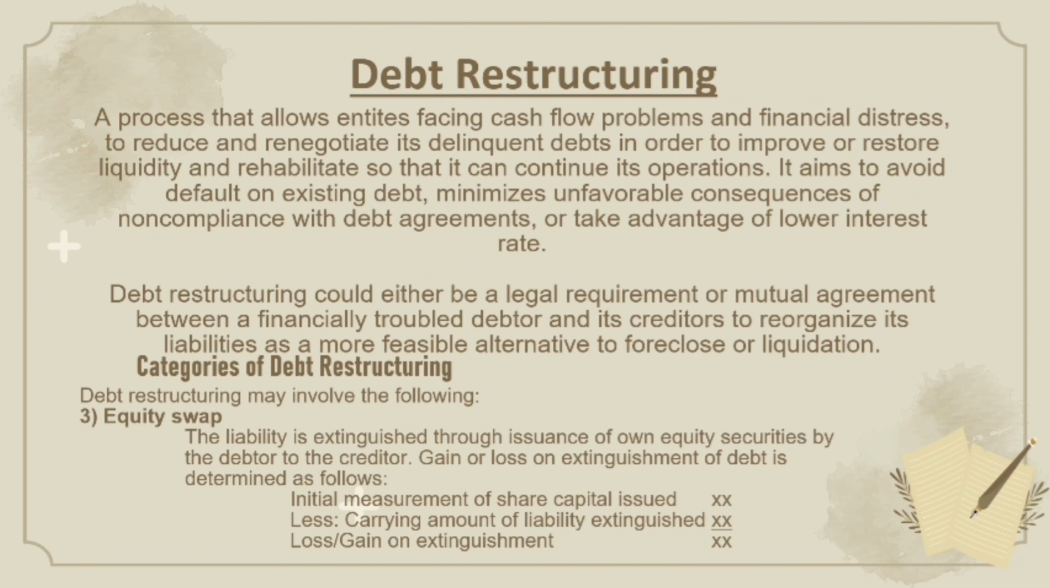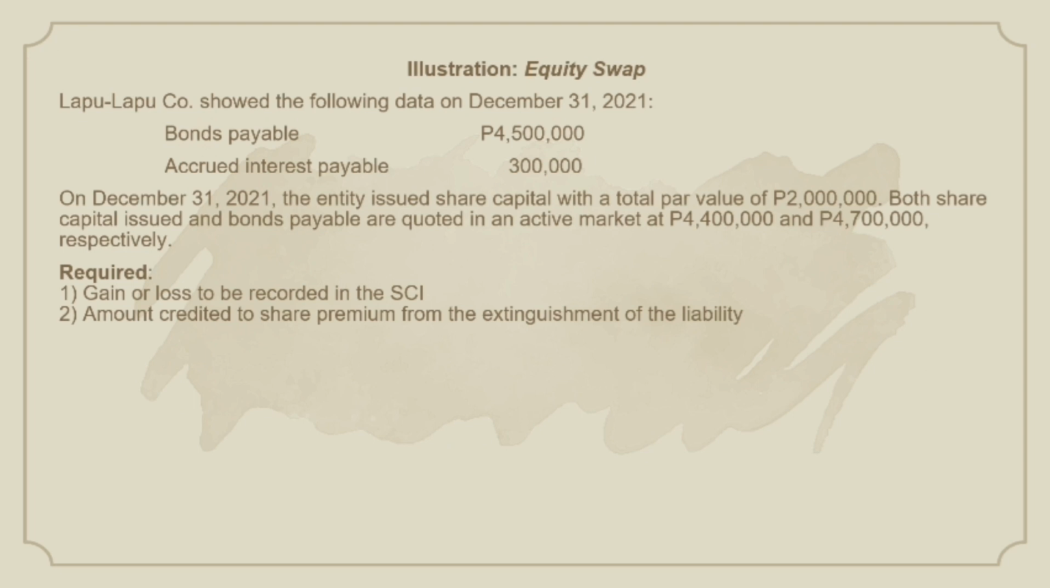The liability is extinguished through issuance of own equity securities by the debtor to the creditor. Gain or loss on extinguishment of debt is determined as follows: initial measurement of share capital less carrying amount of liability extinguished is equal to loss or gain on extinguishment. We have here the illustration. Lapu-Lapu Company showed the following data on December 31, 2021. Bonds payable of 4,500,000 and accrued interest payable of 300,000.